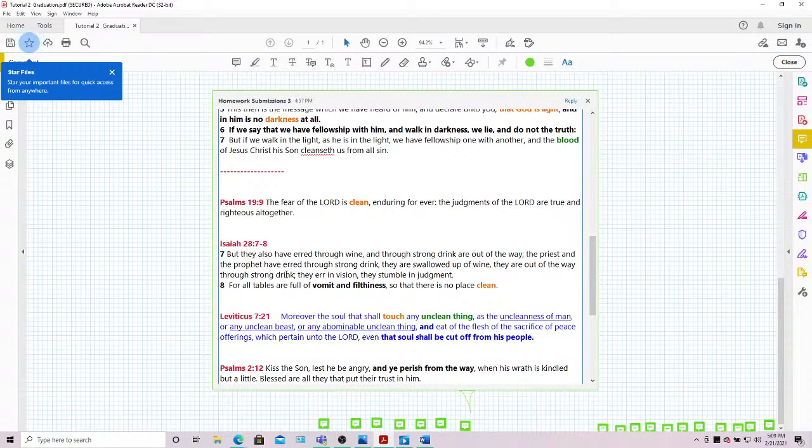So moving down more. But they also have erred through wine. So these priests and everybody else that's not walking in clean ways, and through strong drink are out of the way.